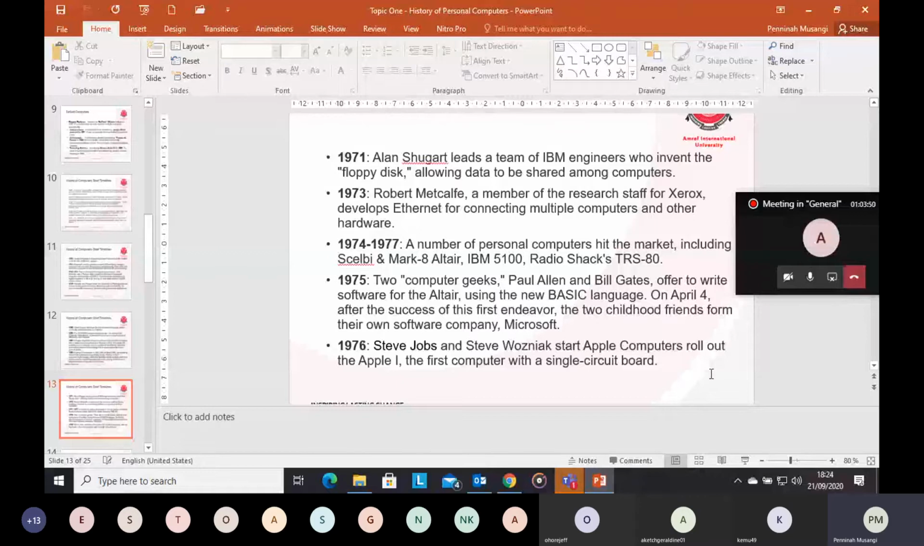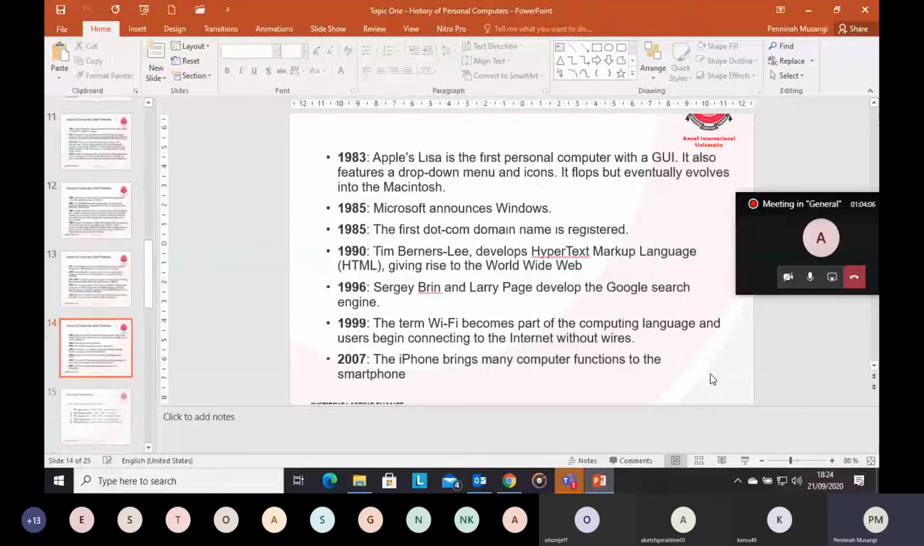1976, Steve Jobs and Steve Wozniak started Apple computers. You know, Apple computers is also a brand in the ICT world, and they rolled out their first version of Apple computer, that is the Apple I.